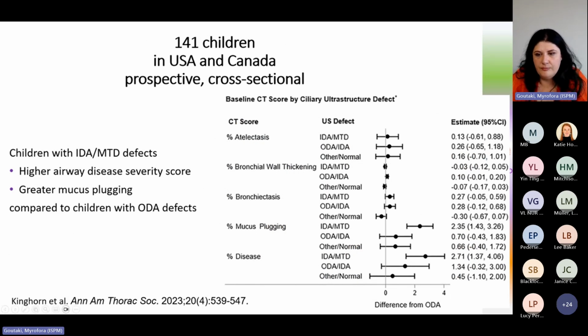This is just some data presenting imaging comparisons between different groups from the American cohort. Again, it's a very new paper from a couple of months ago, and they show that patients from the same microtubular disorganization defect group had more mucus plugging and a higher percentage of radiographic disease using a CT score that was adapted from cystic fibrosis, in comparison with the rest.